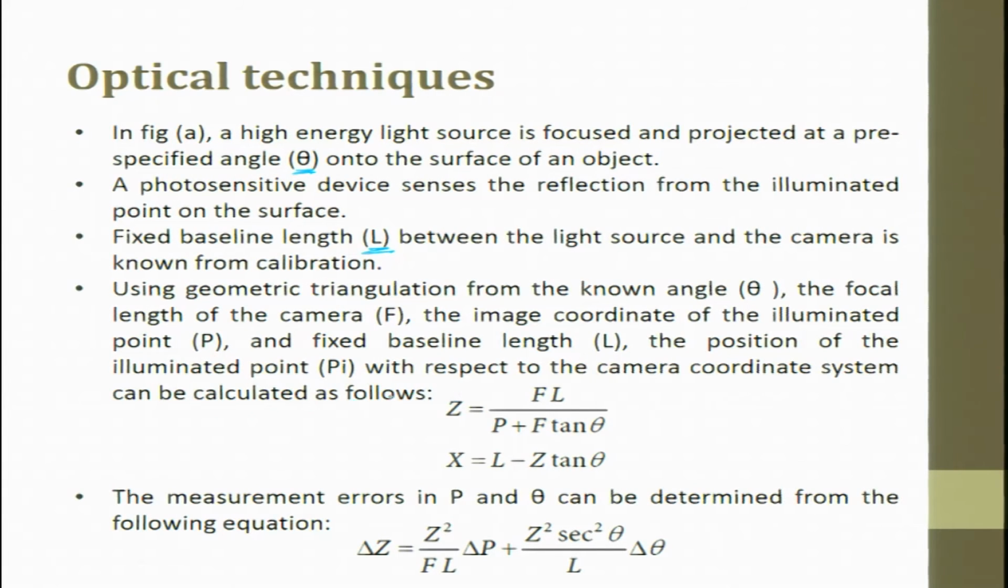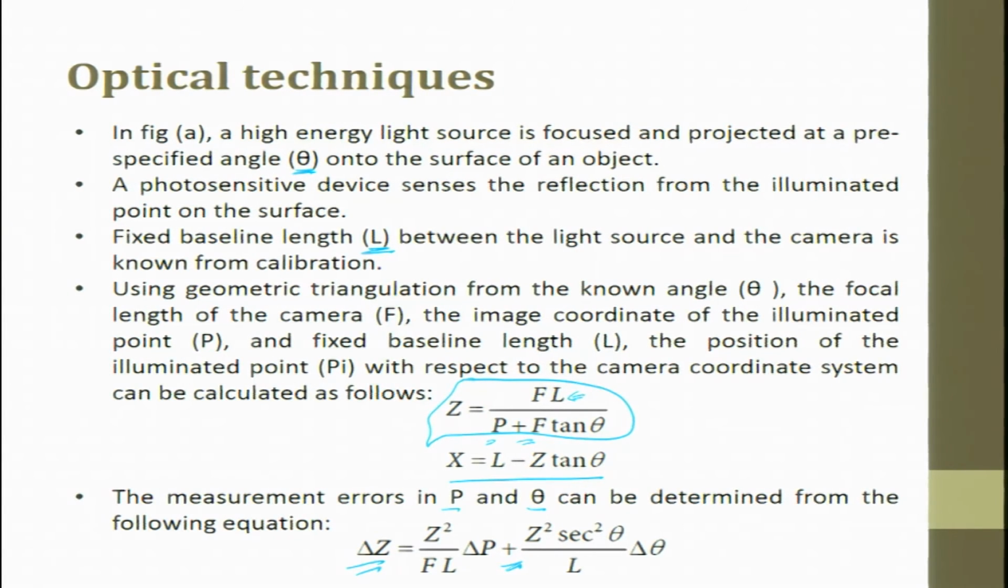Finally, you get the formula for Z, the geometric triangulation from the known angle theta. The focal length of the camera is F, the image coordinate of the illuminated point is P, and the fixed length is L. The illumination point with respect to the camera coordinate system is given, where x is defined as L minus Z by tan theta. The measurement error of P and theta can be determined by these formulas.